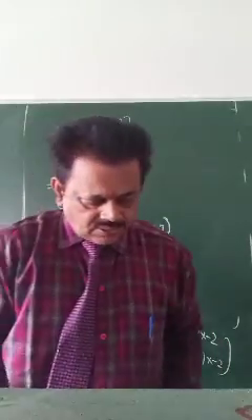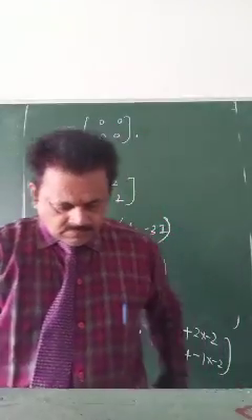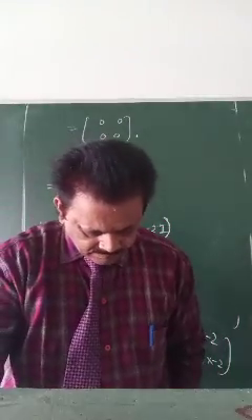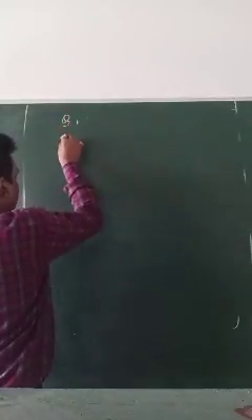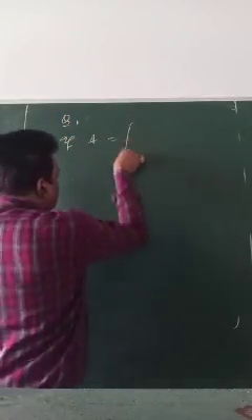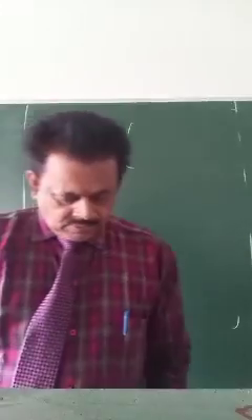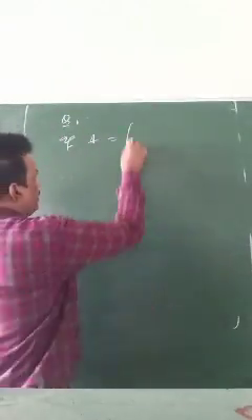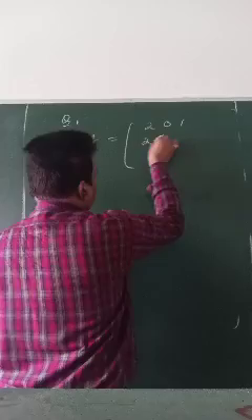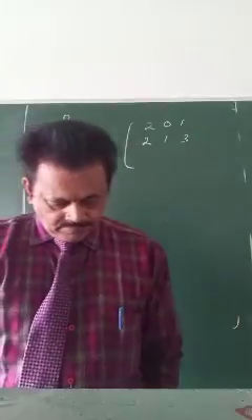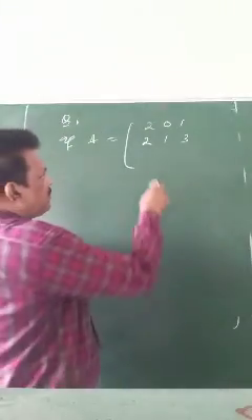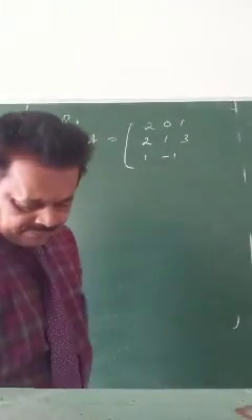Okay. See the next question then. The next question is, that is homework I am leaving for you. You try. A homework question, simple question. If A equals to 201 213, 201 213, 213, 1 minus 1, 1 minus 1, 0 I think.